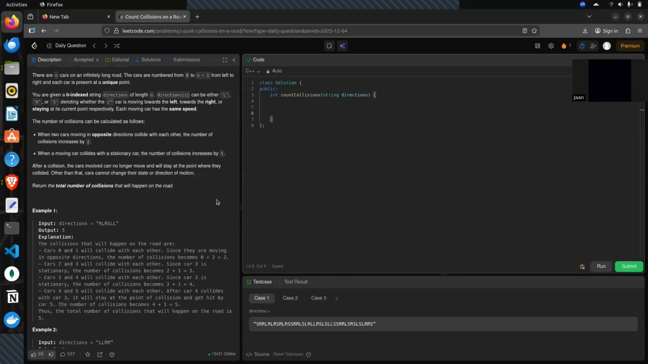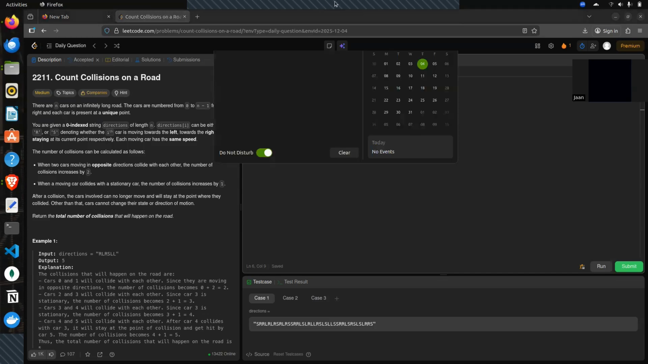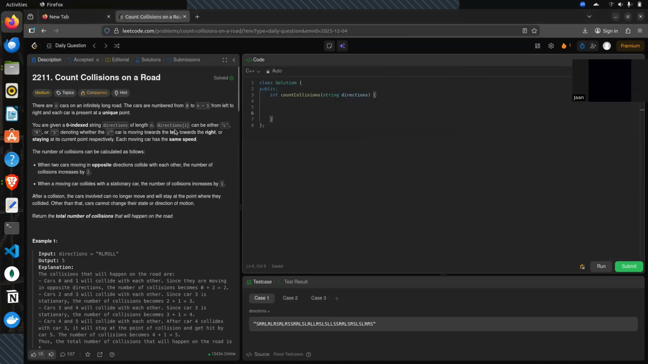So, hello friends. Today we will solve this question 2211, Count Collisions on a Road. This problem was asked on December 4, 2025. And firstly, we will understand what the problem is saying.